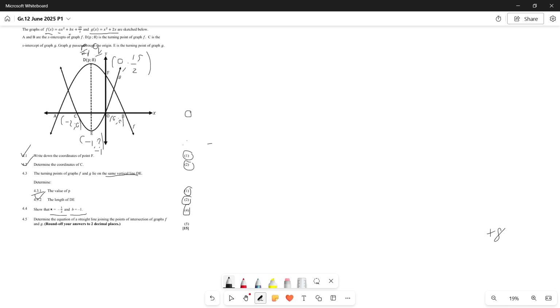Cool. So at this stage, if we weren't able to solve for 4.4, that a equals negative a half and b equals negative 1, we would just take those values and sub them into this f of x graph in order to help us with 4.5. So I will just rewrite the equations here. We have g of x equals x squared plus 2x. And then we have our f of x, which we solved for. But if we couldn't, we just plug in our values. Minus a half x squared minus 1x plus 7.5.